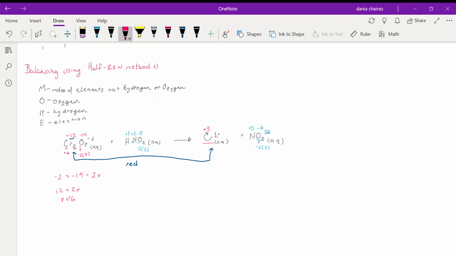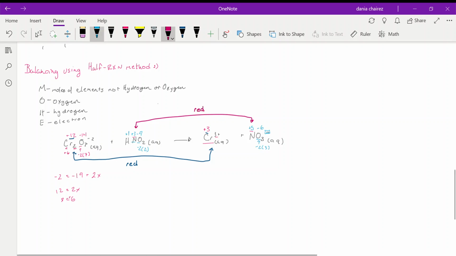even if you look at it, you're going from a +3 to a +5, and that means that you're losing electrons because you're becoming more positive, which means that you're losing the negative part of you. So, yeah. So then these pairs right here are our red part.